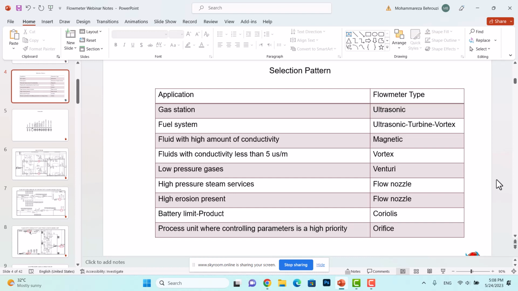Flowmeter selection also has patterns. These patterns have been widely used by many licensing and leading engineering companies. I've seen them in their documents, and of course in last projects I use these selection patterns. At first I'm going to name some of these flowmeter types and then review these tables, and at the end of this selection pattern I'm going to provide you with some detailed examples in order to make you understand fully how to select the best type of flowmeter for a specific application.